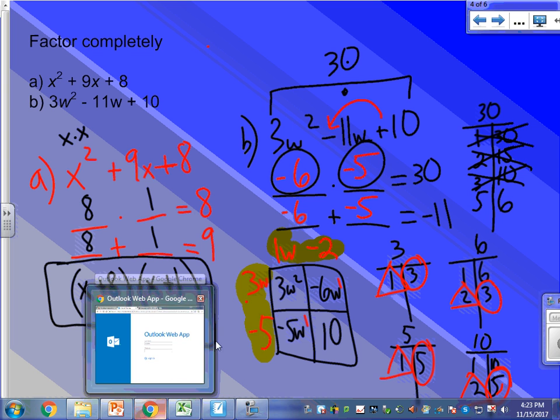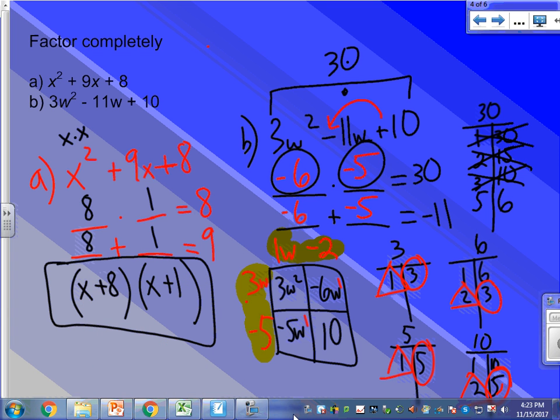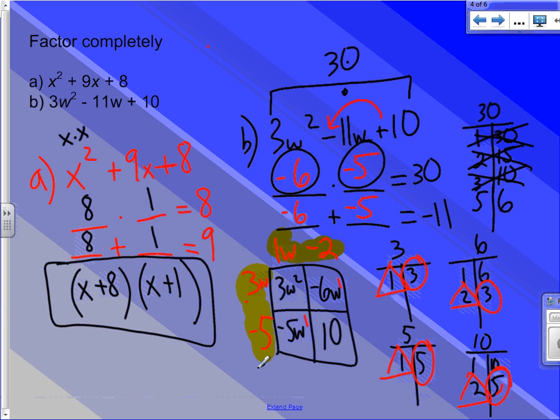Our final answer is, got to find space to write it. How about here? 3W minus 5 times W minus 2. And that's it. We factored it. We are good to go.